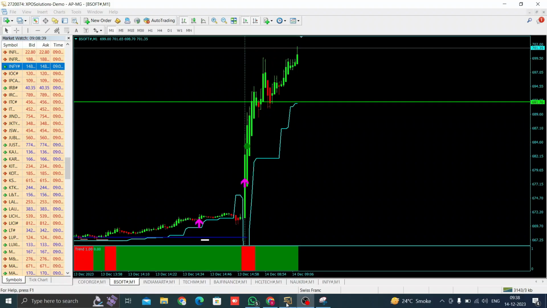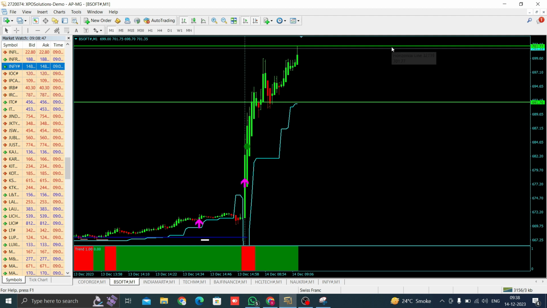There's an update for Bsoft, now trading at day high, around 700-701. A sharp move in Bsoft after an entry at 691. Great move, good move. Now at 700-701, one among the top gainers among all the FNO stocks.